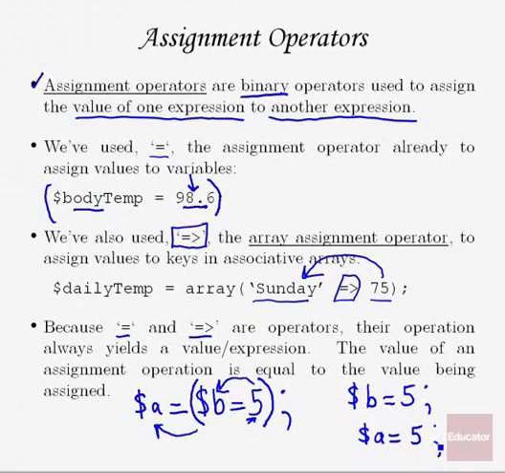If we had done it explicitly, because when we assign the value of a to the value of the assignment operation b equals 5, a gets assigned the value of 5.